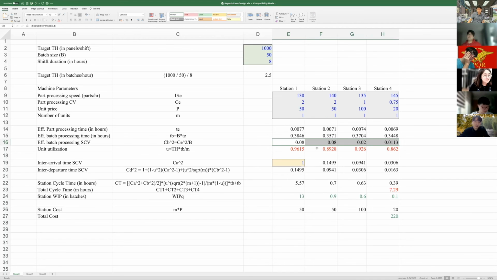Then unit utilization also can be calculated. Also, in order to use this spreadsheet, you have to insert the CV of the arrival at the first machine. I just put the number 1 and can get these kinds of results.